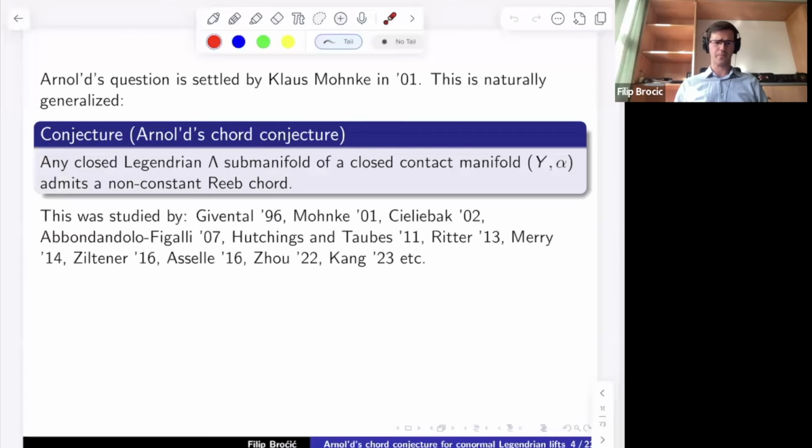And this was studied by many people, and later on in the slides I'll present some of the results which are concerning the original question and some of the results which are related to the other work.